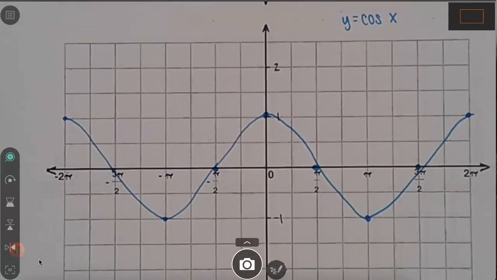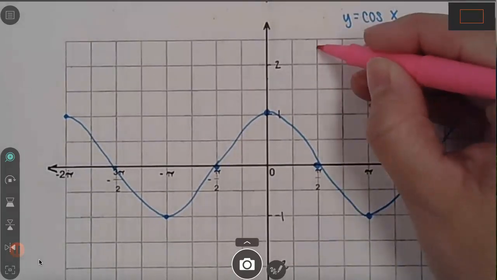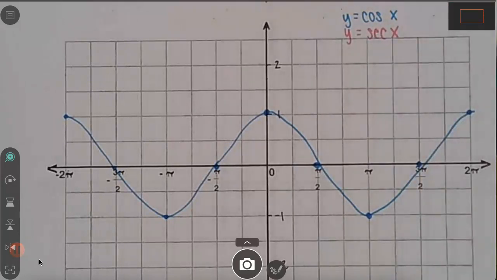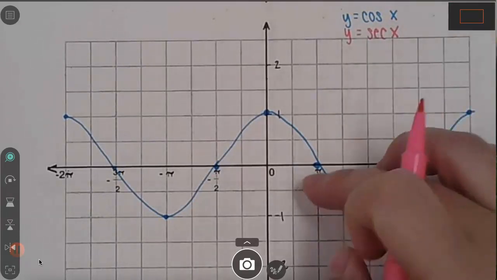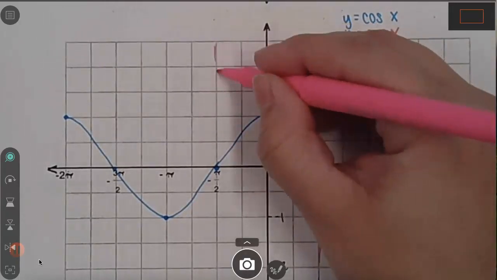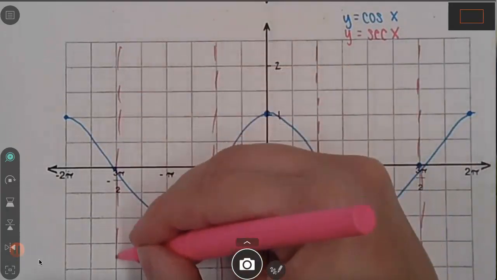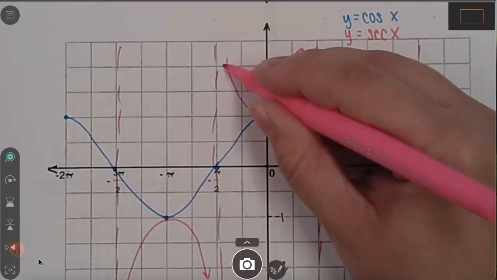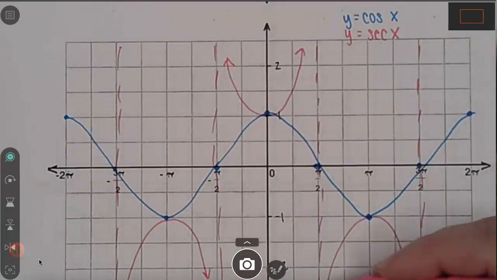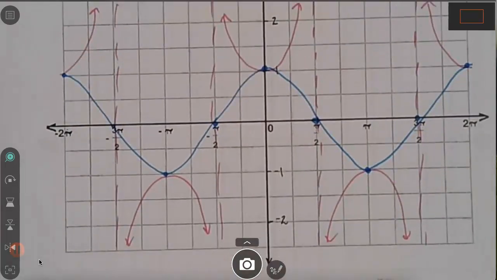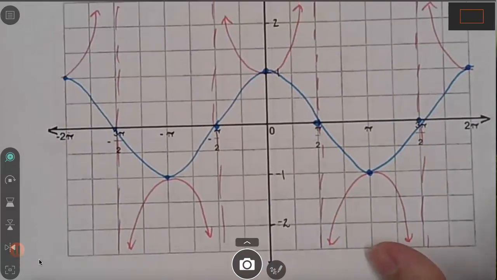All right, let's talk about secant. Same thing. Secant is the reciprocal of cosine, so everywhere where cosine is 0, secant must have an asymptote. There we go. All right, let's go on to tangent and cotangent.